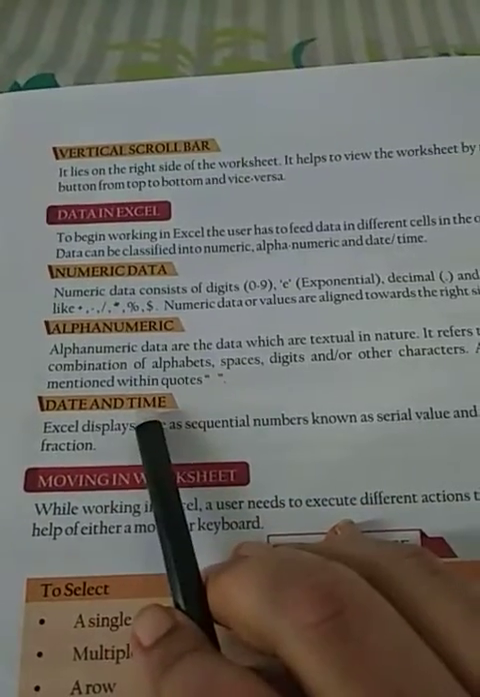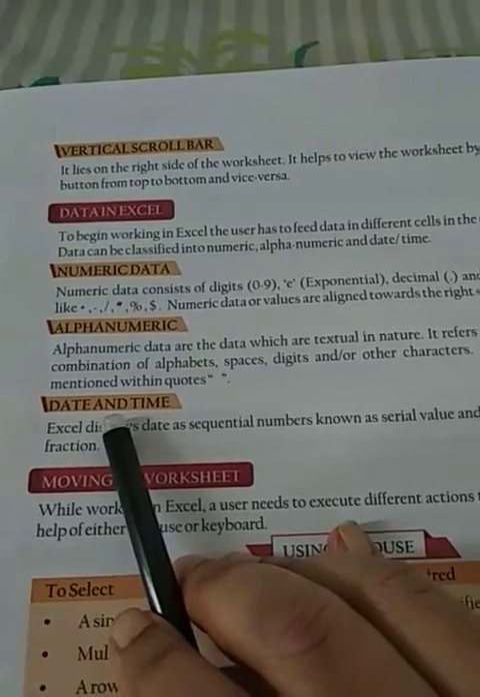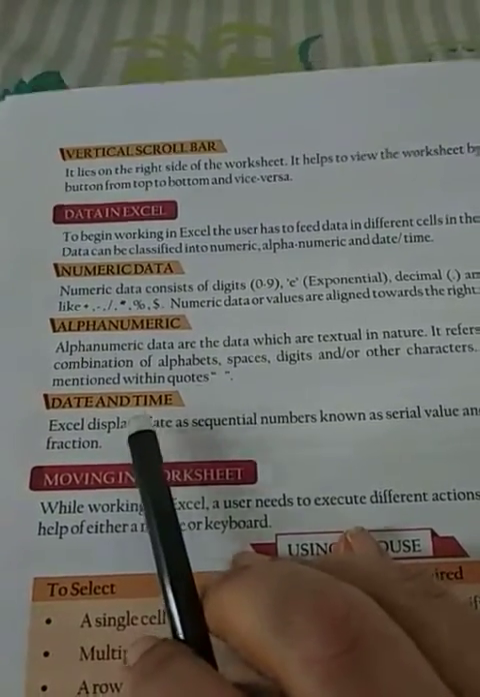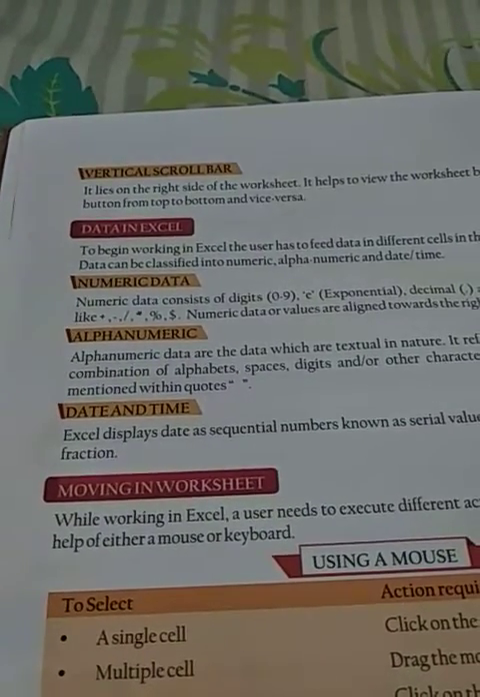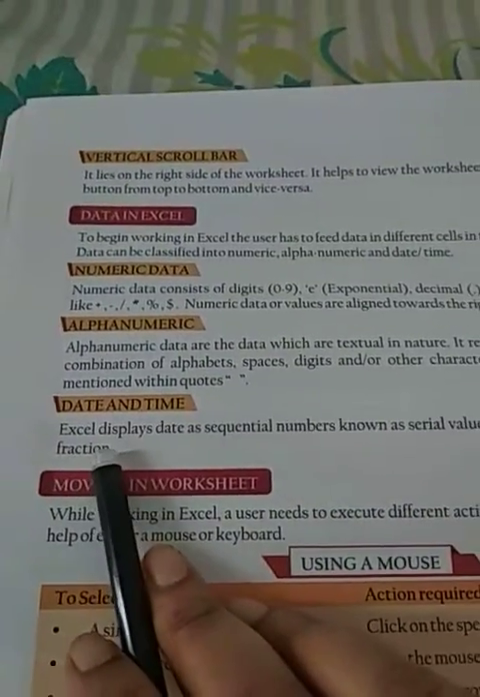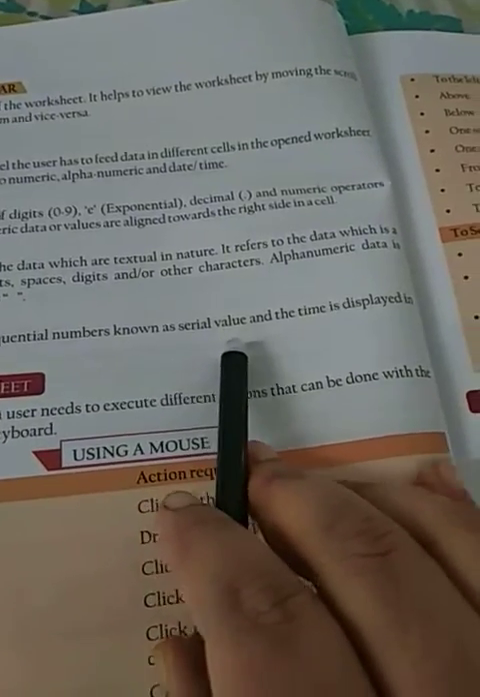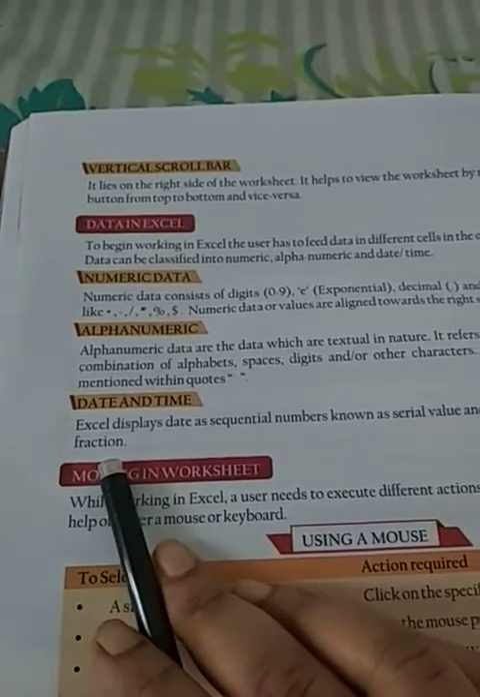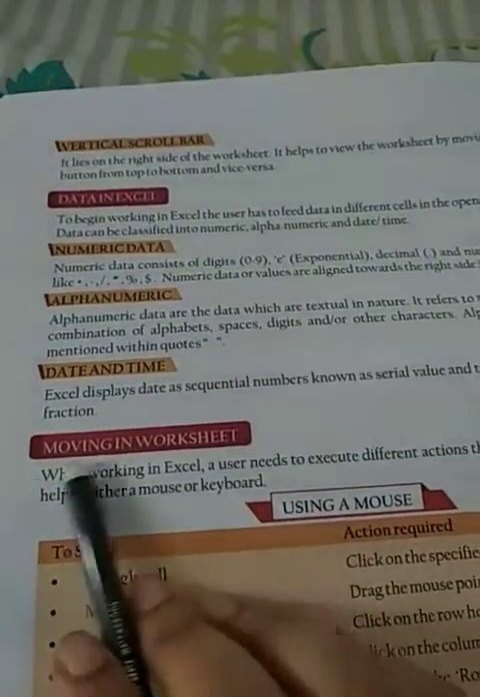Now, date and time. In MS Excel you can do calculations on date and time also. Date and time is also referred to as a specific data type. MS Excel displays date as a sequential number known as a series value, and the time is displayed as a fraction.